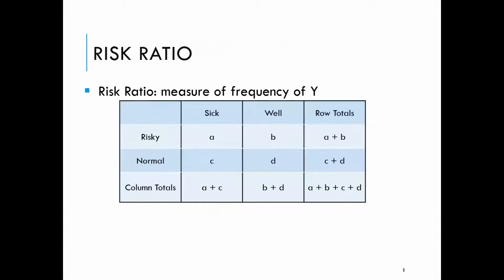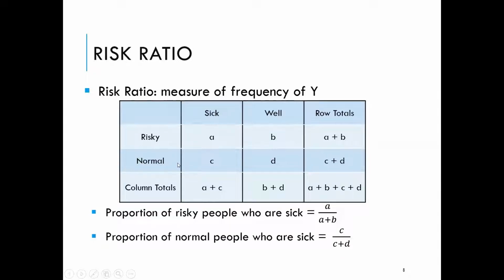To calculate the risk ratio, we use the same type of table and variables. Remember, the risk ratio measures the frequency of property Y. The proportion of risky people who are sick is equal to A over A plus B. The proportion of normal people who are sick is equal to C over C plus D. To calculate the risk ratio, we use A over A plus B divided by C over C plus D.